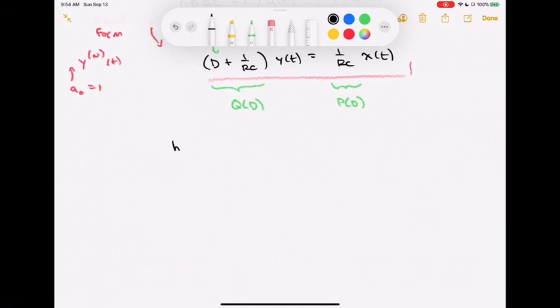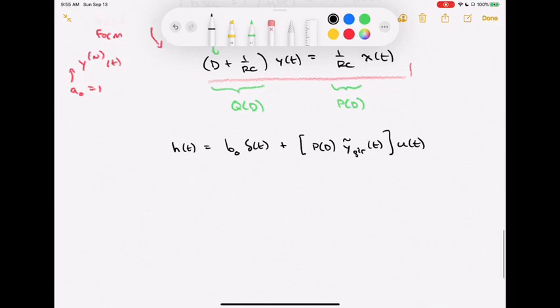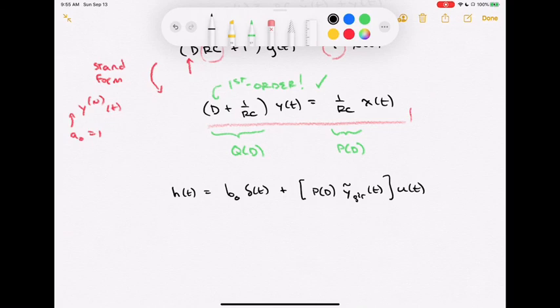That unit impulse response looks like h of t being equal to b0 delta of t, right? And then we're going to have a plus, and we're going to have P of D acting on y tilde ZIR of t, and I'm going to have a u of t in here. If I look at that Q of D, it is a first order system. So the D there has the coefficient A0. That 1 over RC on the left hand side is the A1, right? So there is a coefficient A0 equaling 1 there, and this is my coefficient A1. If I look at my P of D, there is no D. It's a 0 D. That 0 is my B0, and this 1 over RC is my B1. So you just have to be a little bit careful here.